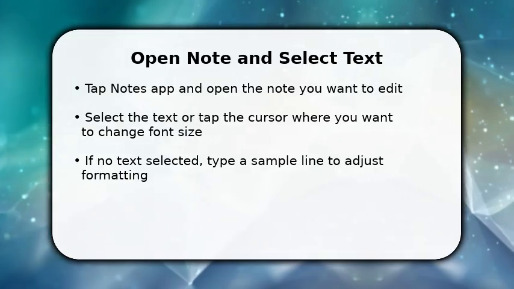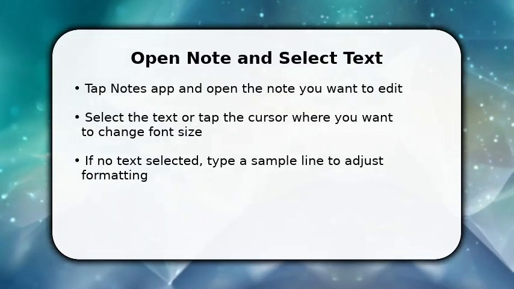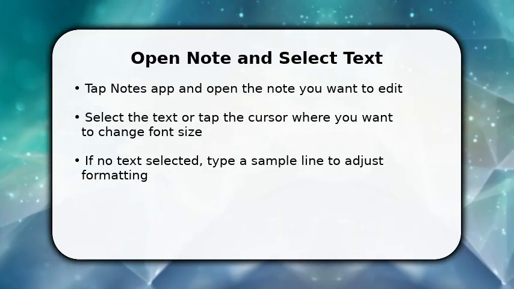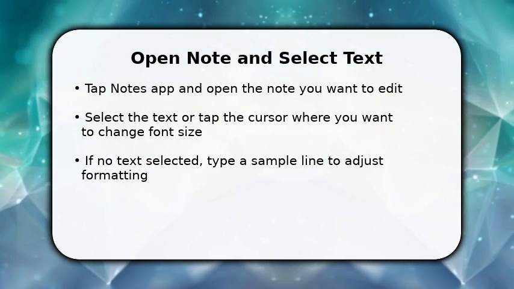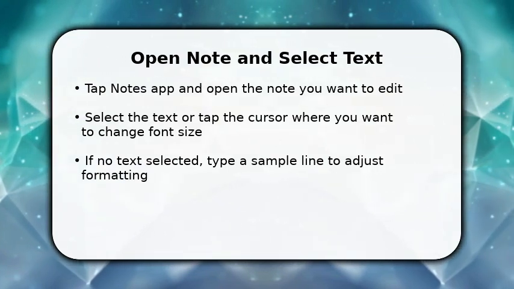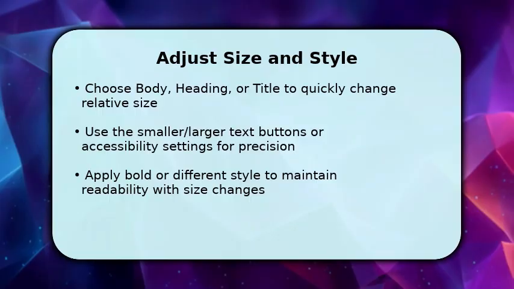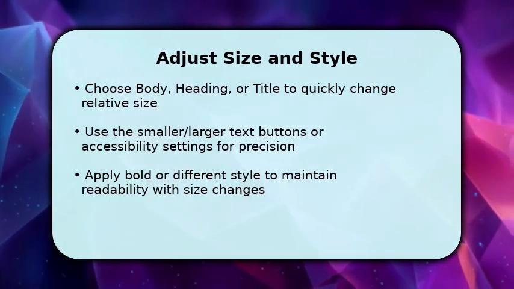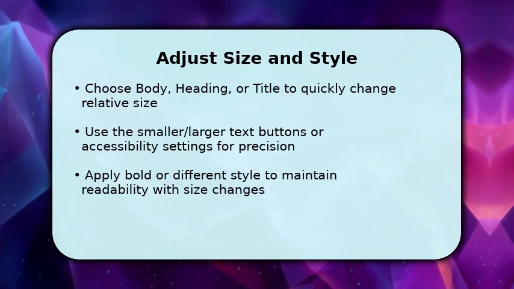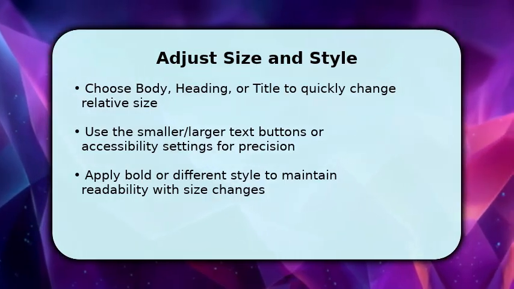You'll see text style and heading options. This is where we change size and weight before fine-tuning with accessibility settings. Now you'll change the size. Pick title, heading, or body for preset scales, because they map to consistent font sizes across notes. Once done, use the format controls to toggle bold or italics so larger text still fits layout.